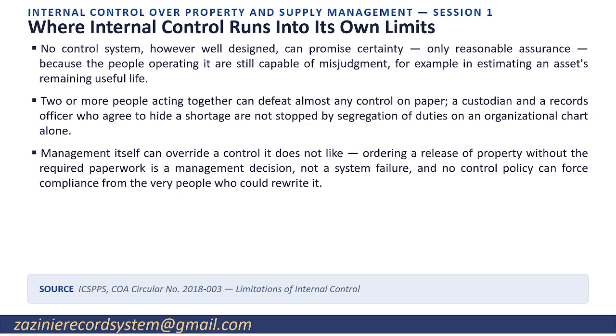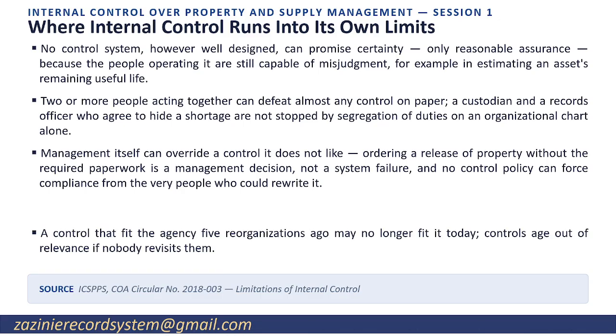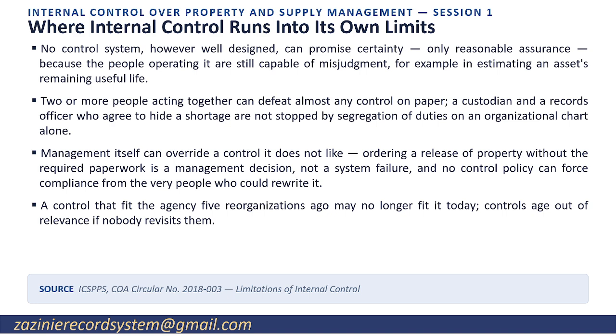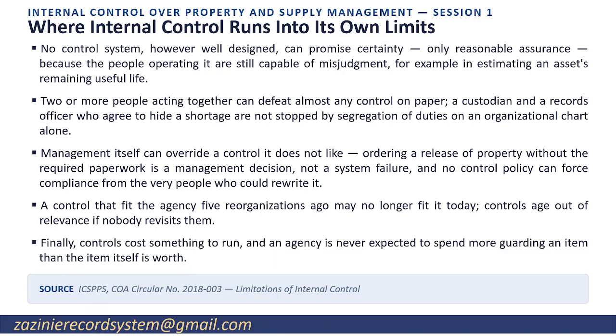Management itself can override a control it does not like. Ordering a release of property without the required paperwork is a management decision, not a system failure, and no control policy can force compliance from the very people who could rewrite it. A control that fit the agency 5 reorganizations ago may no longer fit it today. Controls age out of relevance if nobody revisits them. Finally, controls cost something to run, and an agency is never expected to spend more guarding an item than the item itself is worth.